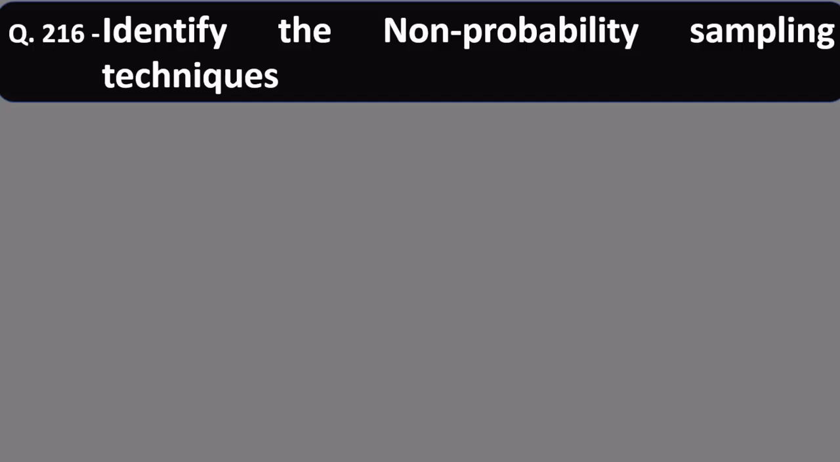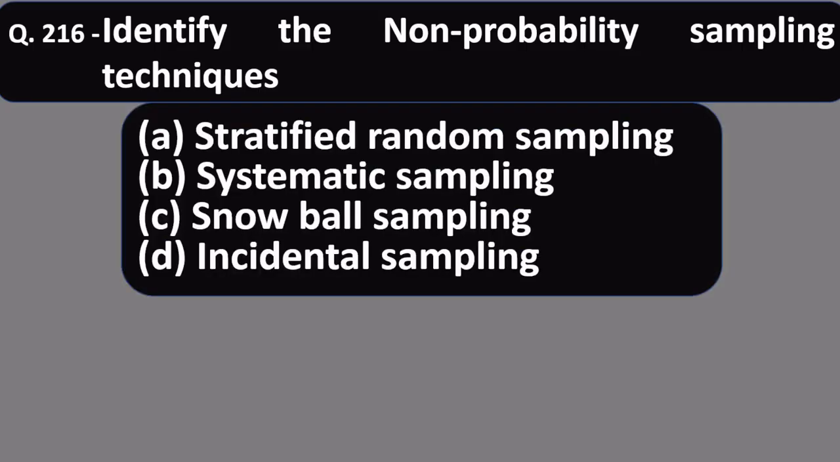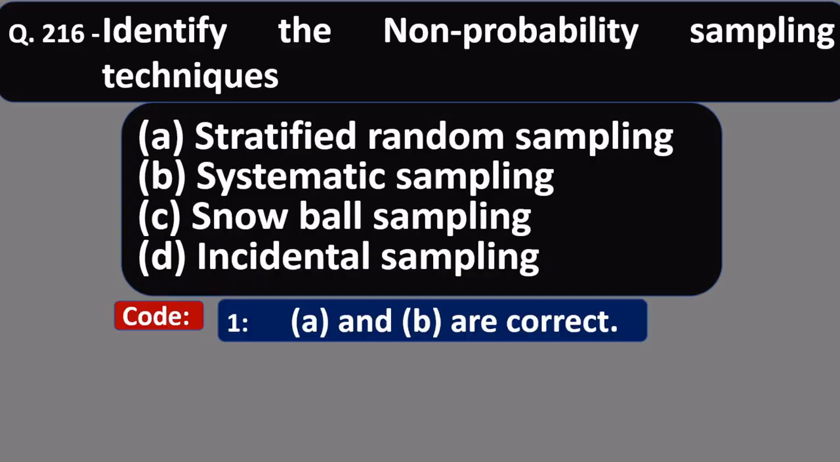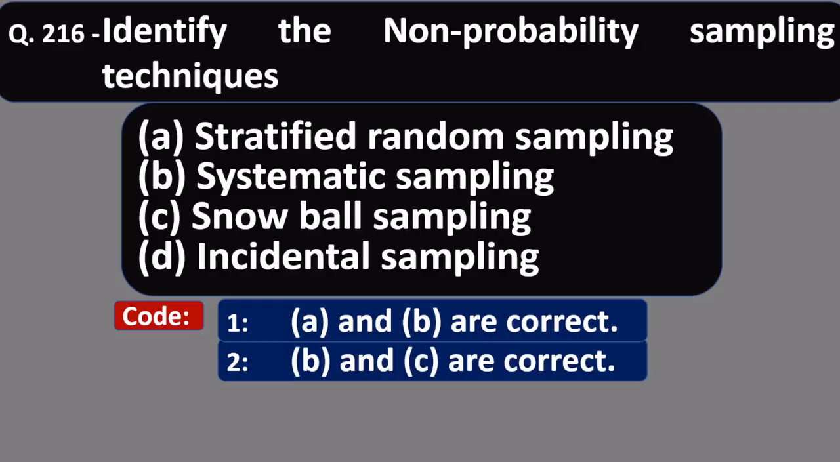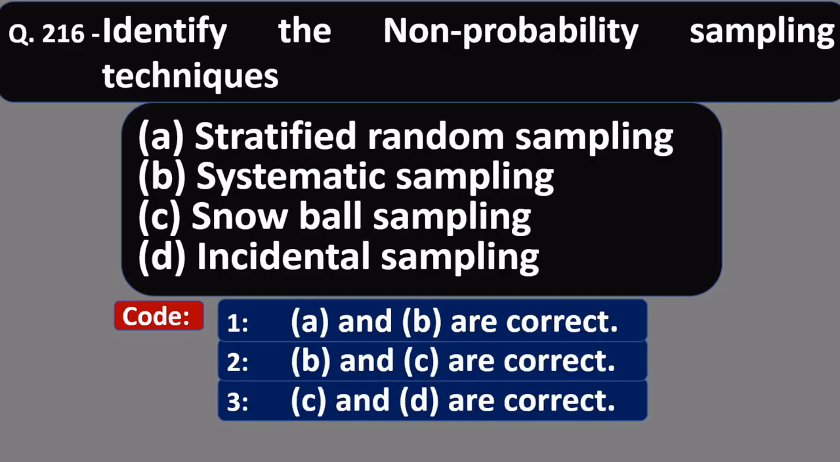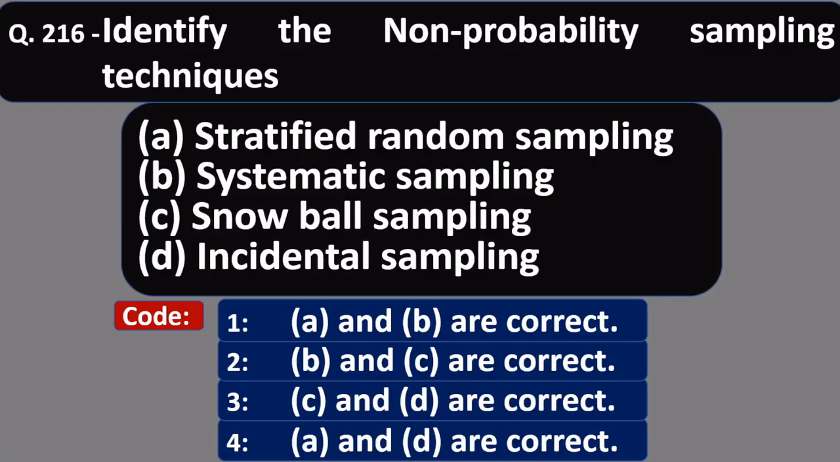Identify the non-probability sampling techniques. The options are stratified random sampling, it is probability; systematic sampling, it is probability; snowball is non-probability; incidental is non-probability. Let us see the answer. A and B are correct, B and C are correct, C and D are correct, A and D are correct. The correct answer is option number 3, C and D are correct. Snowball sampling and incidental sampling are non-probability sampling.